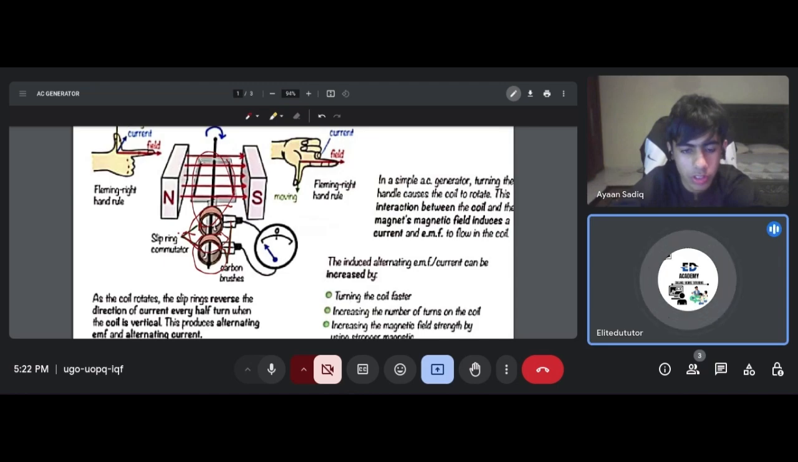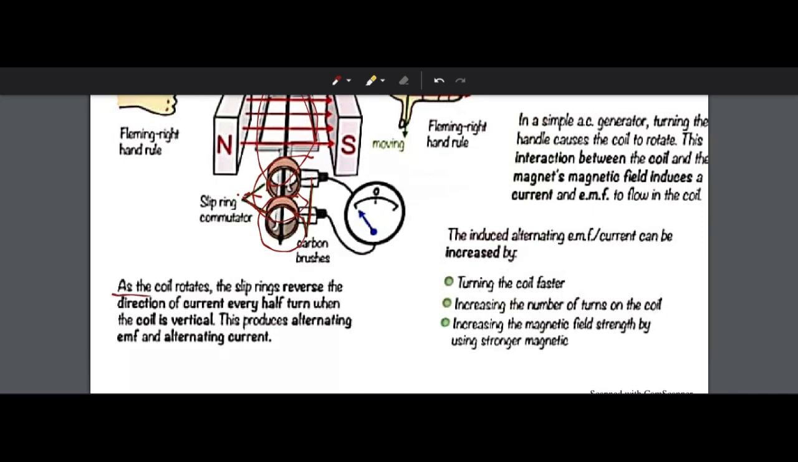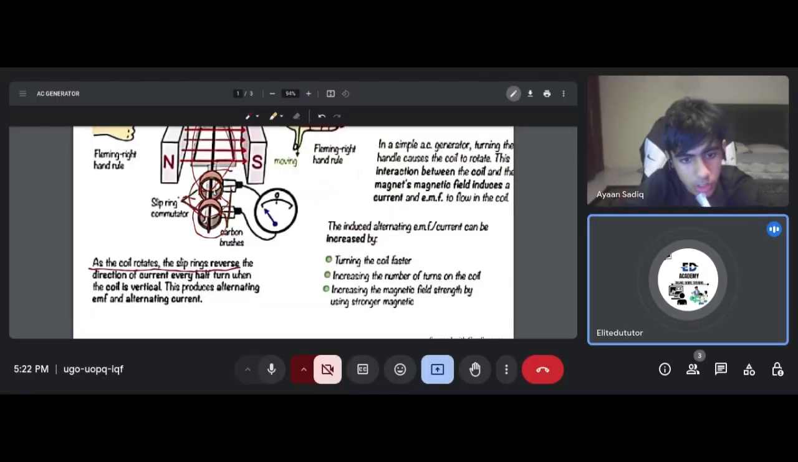So I hope till there you get the concept. As the coil rotates, the slip rings reverse the direction of current every half turn. For example, the coil rotates and this slip ring will reverse the direction of current. Every half turn, whenever the coil turns half, it reverses the direction, and another half turn, it again reverses the direction.